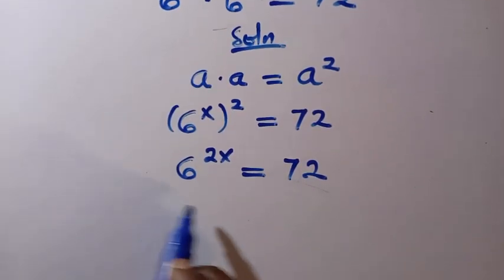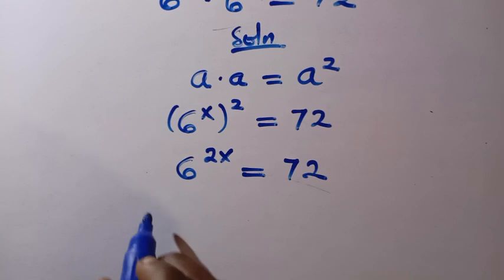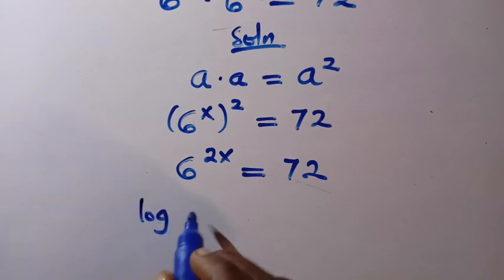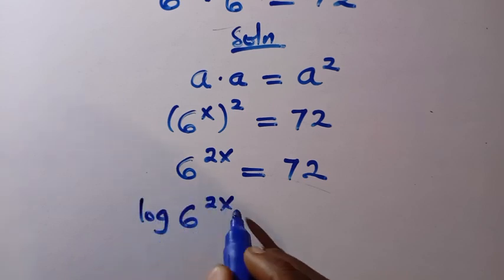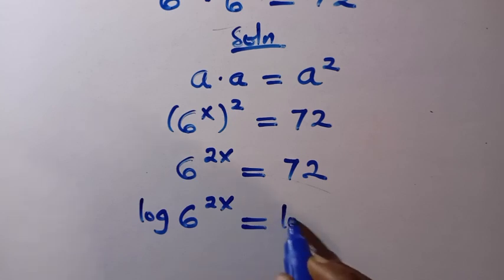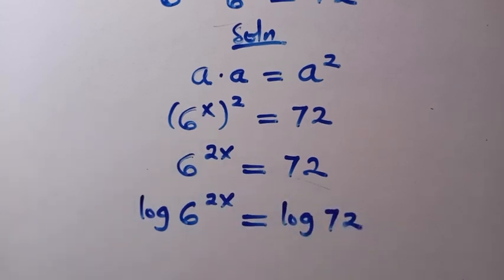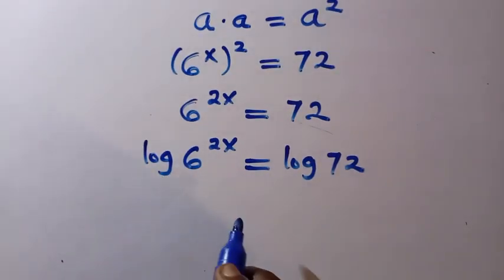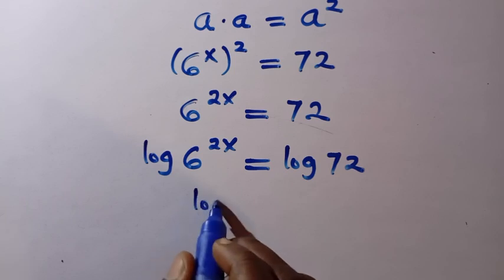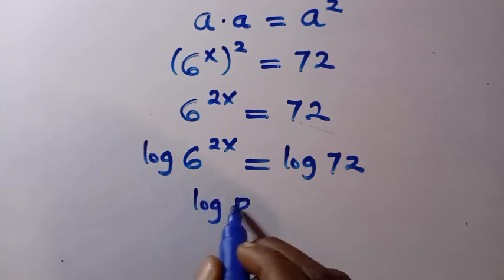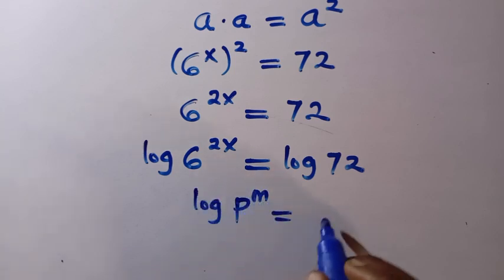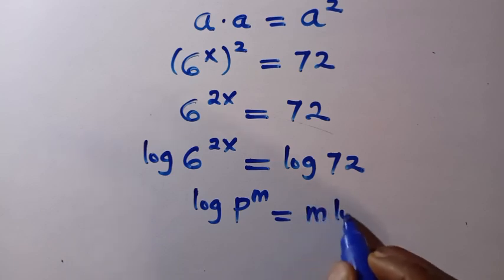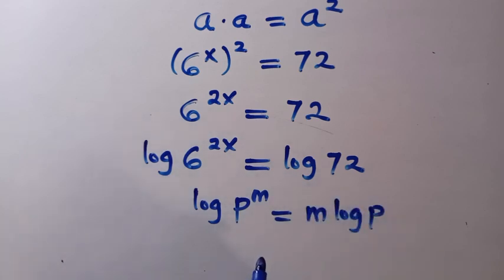And by introducing log on both sides, we have log 6 power 2x equals log 72. So we have this kind of logarithm here. Let's apply this rule. If you have log p raised to power m, it is equal to m log p. So this is the expression we are going to apply.